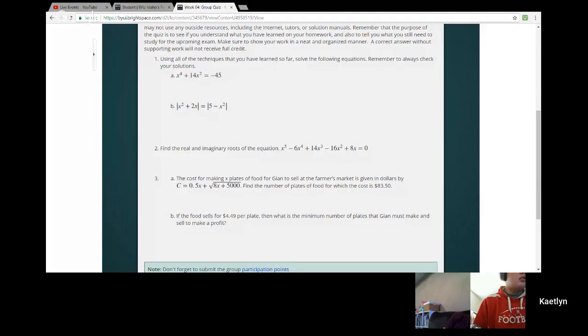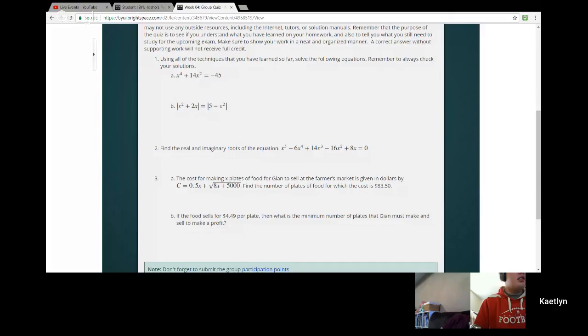So I'm thinking we need to move everything to the cost side, and then just get x, and then based on that, we'll know how many we need of x to get 0. And then we times that by 4.49, I think. Or no, that'll give us the number of plates. Yeah, that's going to give you the number of plates, but they're asking for the minimum number to make and sell for $4.49.